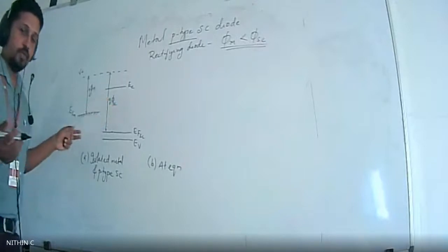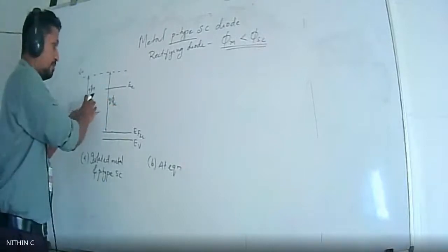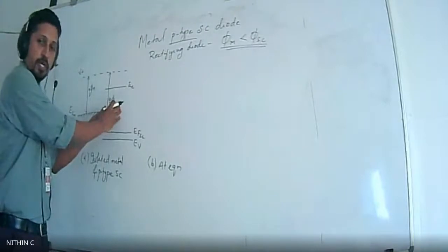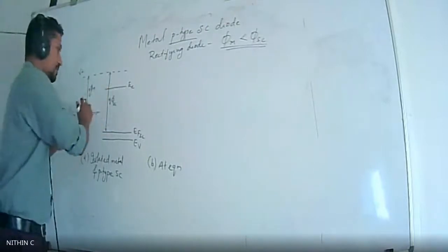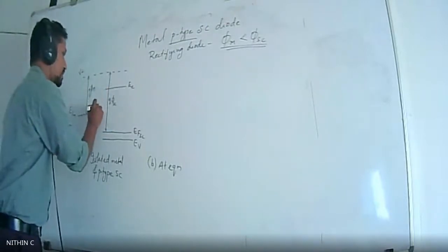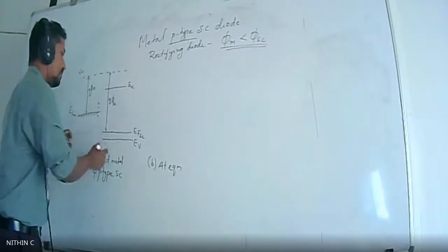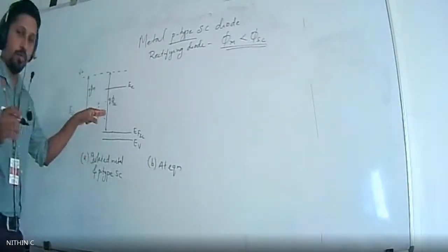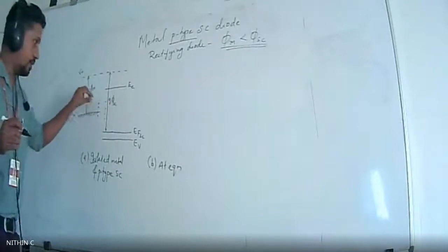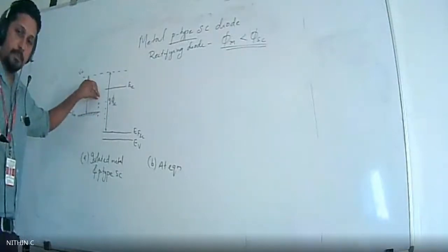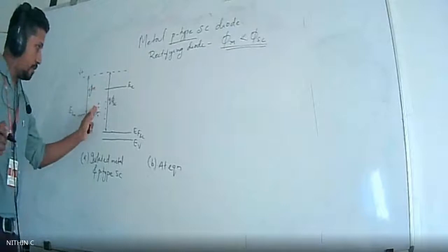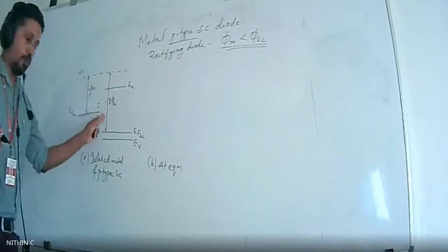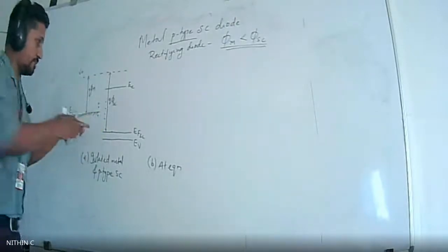As a result of which, what happens? Electrons are moving from here to the semiconductor side. So you'll be having which sign over here? Positive sign over here and negative over here. And the electrons are going to move. We'll be having positive potential on the left side and negative potential on the right side.